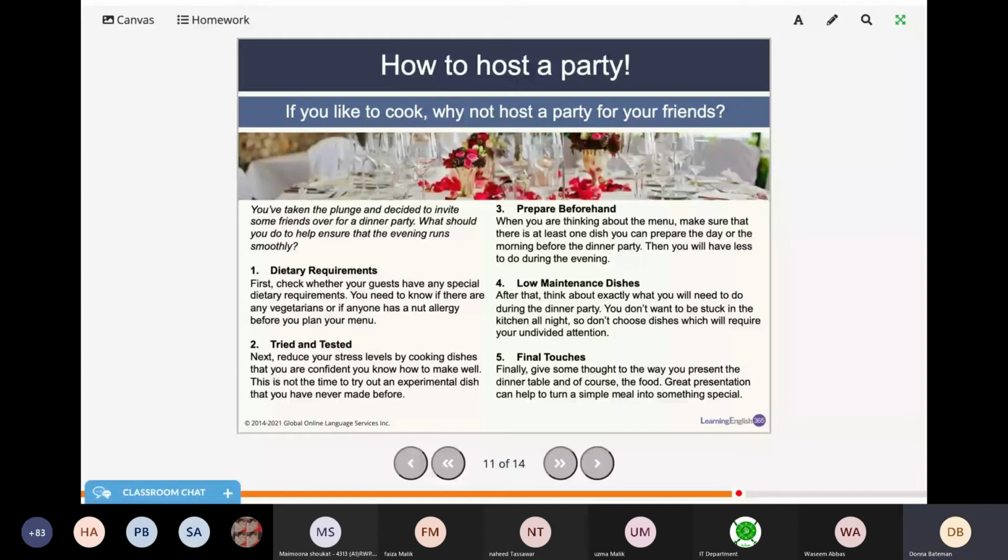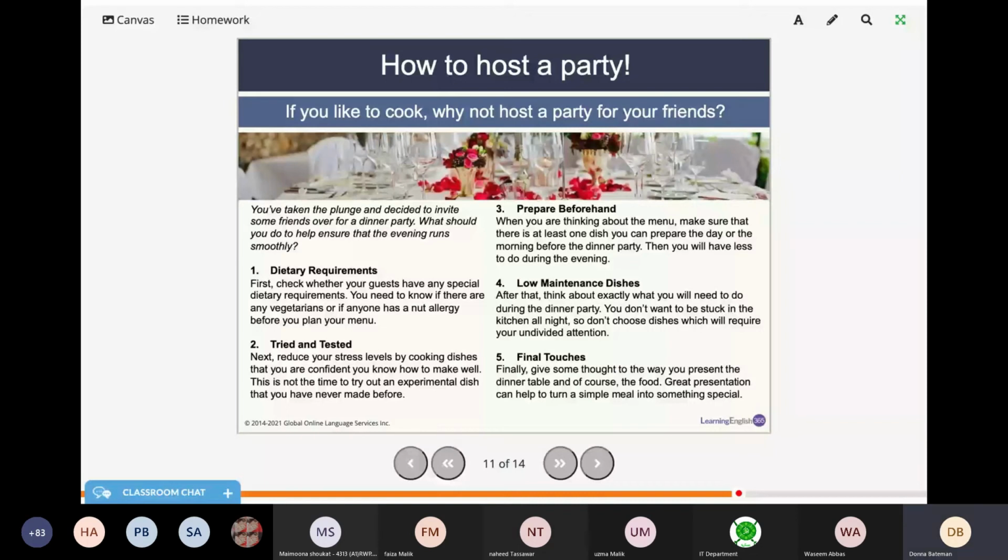Number 4, low maintenance dishes. After that, think about exactly what you will need to do during the dinner party. You don't want to be stuck in the kitchen all night, so don't choose dishes which will require your undivided attention.